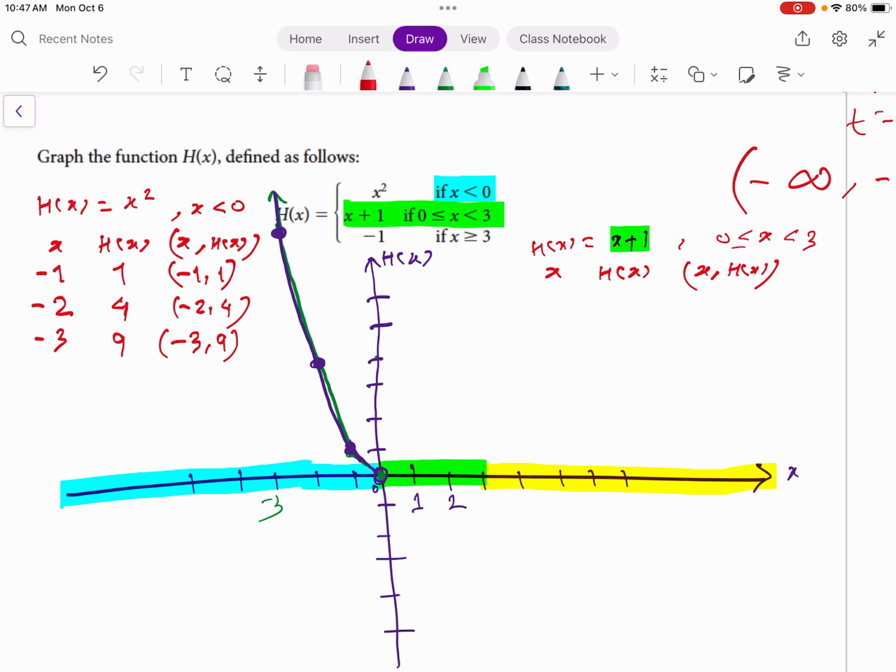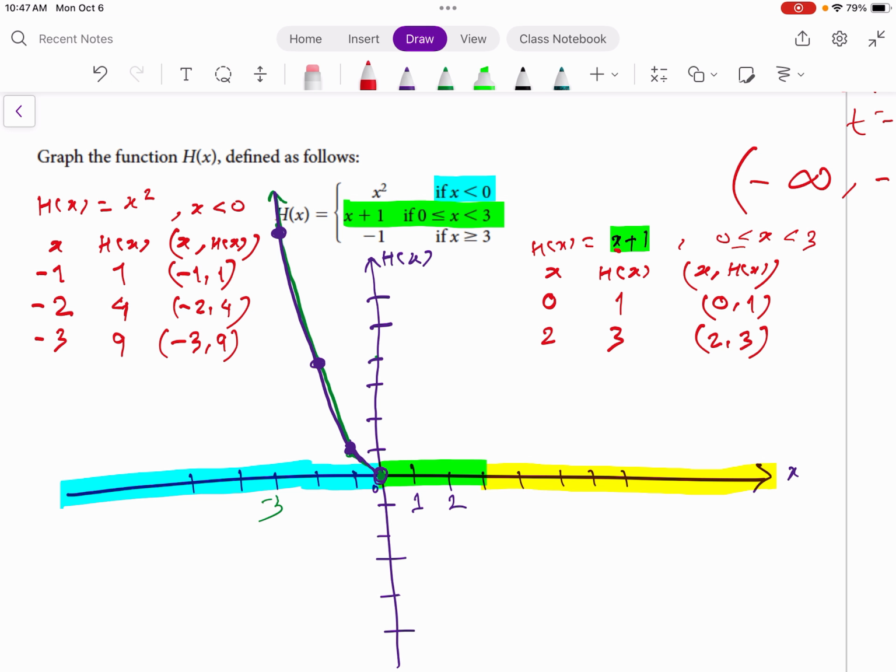Now, what kind of number can we pick here as our input? Can we pick any number? The number has to be equal to 0 or greater than 0, and less than 3. Can we pick 0? Yeah. So let's pick 0. If our x is 0, you substitute here, 0 plus 1, 1. So 0, 1. We can pick 2. So 2 plus 1, 3. So 2, 3. Since this is a straight line, 2 points should be enough.